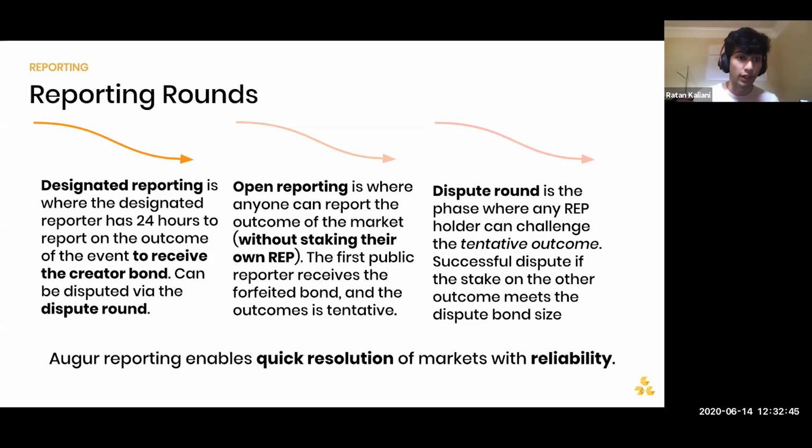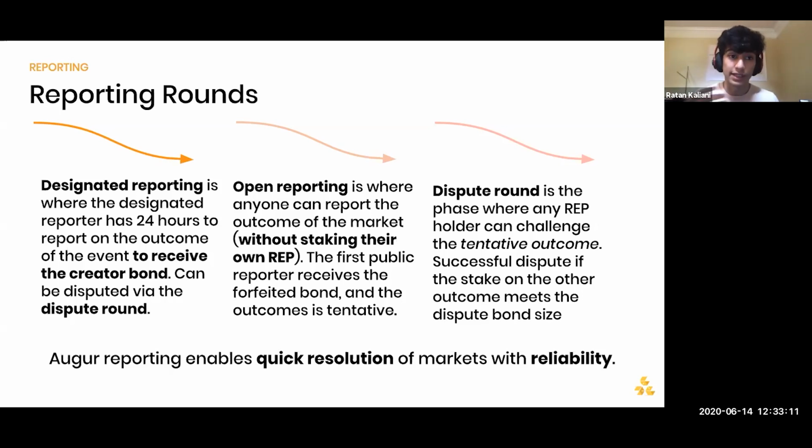However, if they do report incorrectly, this can be disputed in the dispute round, which draws in all the reporters on the platform to dispute something that they believe is incorrect. So say in the Mayweather-Pacquiao fight, if the designated reporter said that Pacquiao won, other reporters would be able to dispute that Mayweather had actually been the one who won the fight in the dispute round.